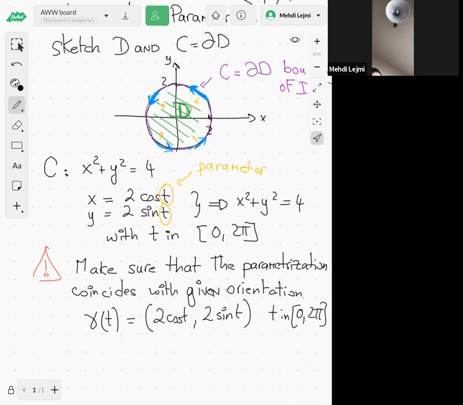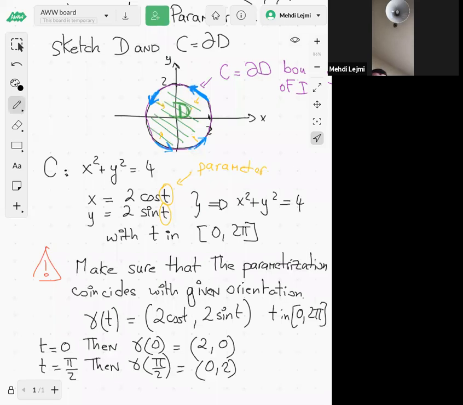Now, if you pick just 2 different points, for example, let's say t is 0, then gamma of 0 is equal to 2, 0, right? Cosine of 0 is 1, sine of 0 is 0. This is my first point, and I'm going to pick another point. Let's say t is pi over 2. Then gamma of pi over 2 is, well, cosine of pi over 2 is 0, sine of pi over 2 is 1. So that'll be 0, 2.